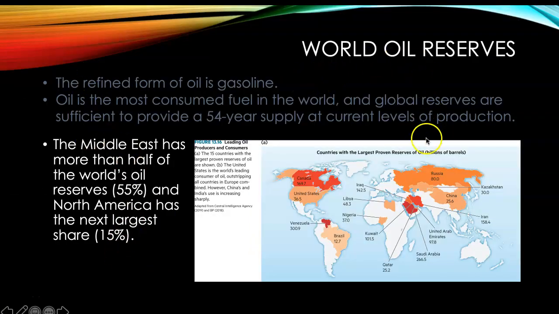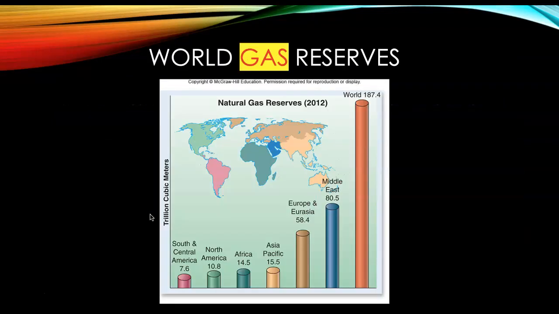World oil reserves are mainly in the Middle East. I'm going to talk about this more. The Middle East and the non-Arab members of OPEC control more than 70% of the oil reserves of the world. And then North America has the next largest share, which is about 15%. And look at the gas reserves, and the highest is the Middle East, Europe.